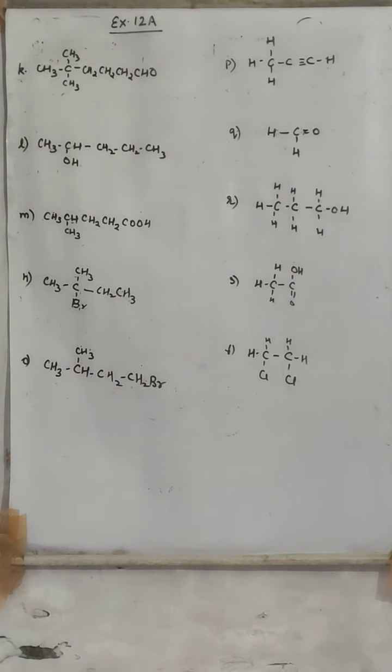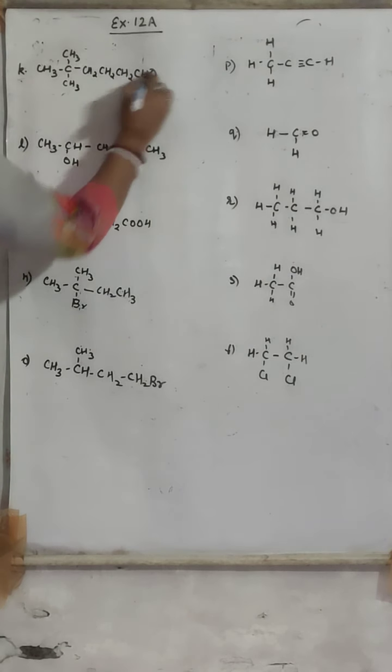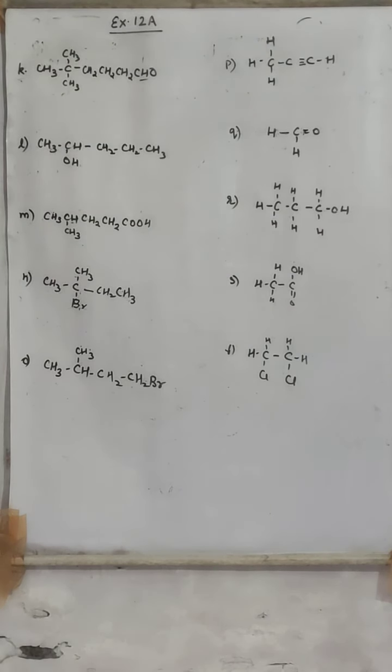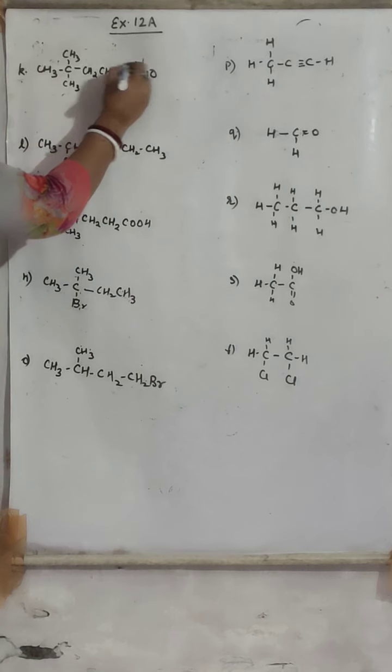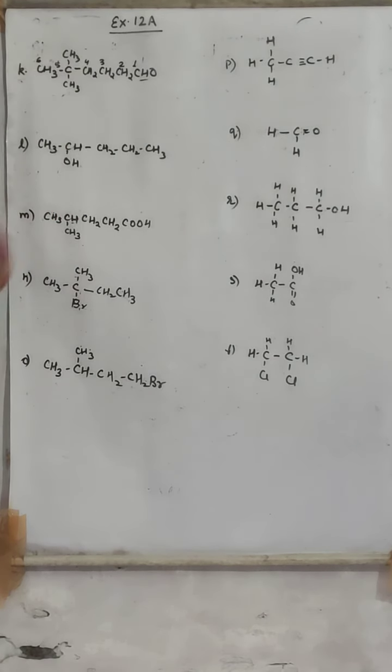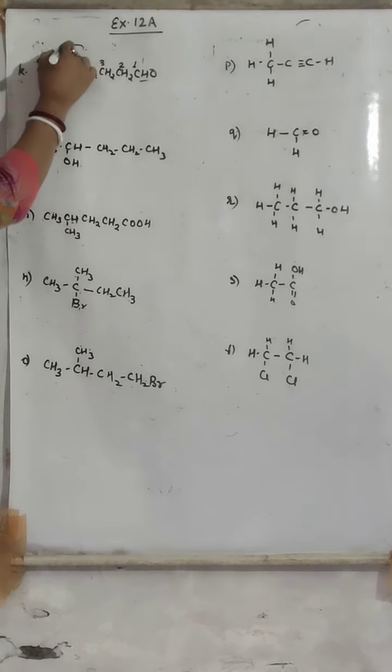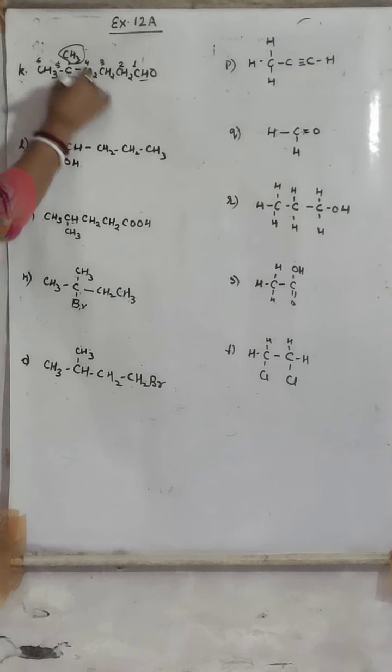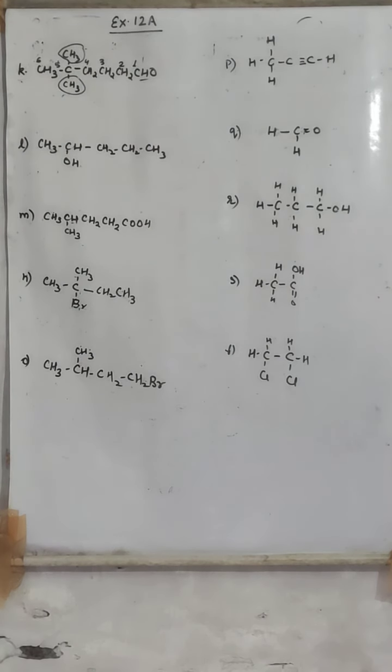Now see next. This is what? CHO. If a functional group is present, we will not look anywhere else. Directly we will start numbering from there. So this will be 1, 2, 3, 4, 5 and 6. How many carbons are there? 6. But these two are out from the numbering. That means these are alkyl.